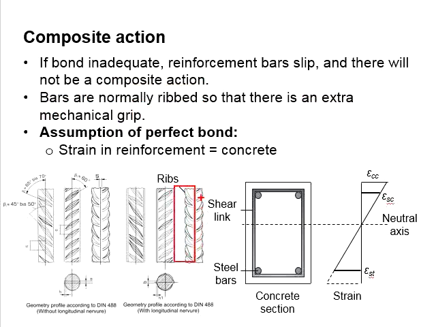These are the ribs on the surface of the reinforcement bar. The ribs interlock with the concrete to prevent it from slipping out of the concrete. Under perfect bond conditions, the strain in the reinforcement bar will be the same as the strain of the concrete. This assumption is very important as it helps us to determine the stress developed within the reinforcement steel bar.